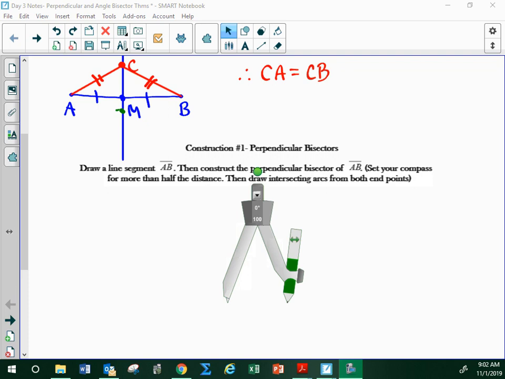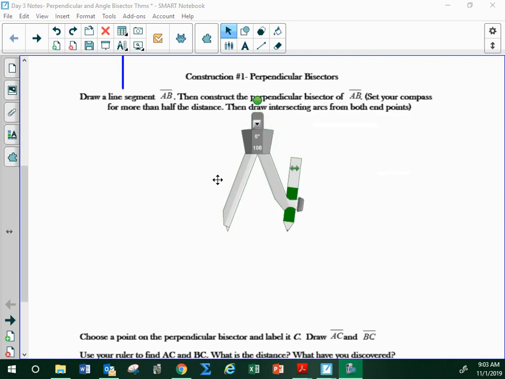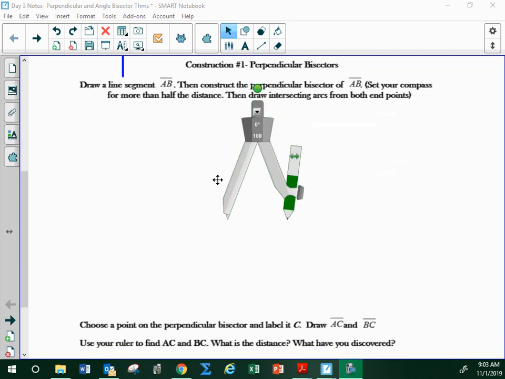So now we should be familiar with the compass. Everyone should have a compass equipped with a pencil. Again, if you don't have one, ask those around you. Be nice. Share. And let's go ahead, everyone, go to construction number one, perpendicular bisectors.